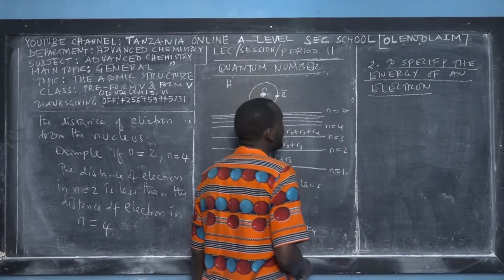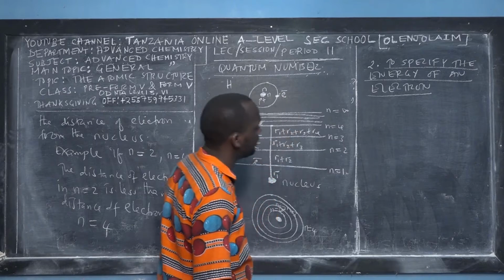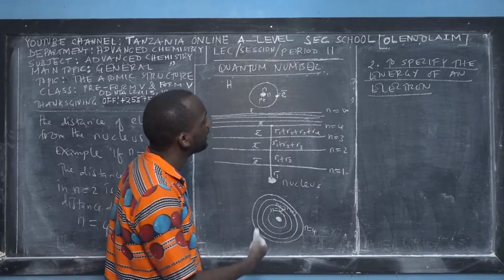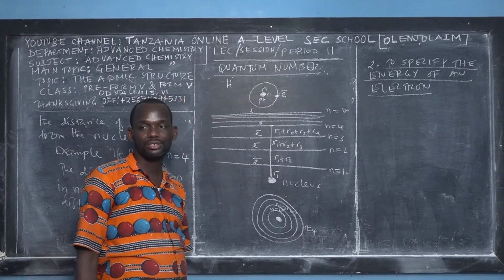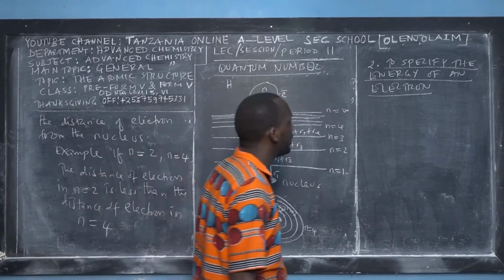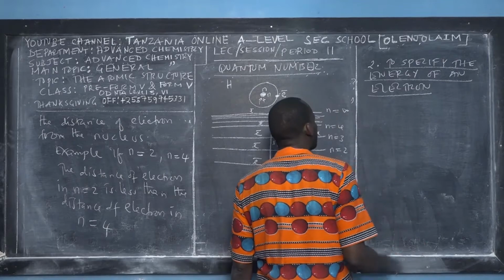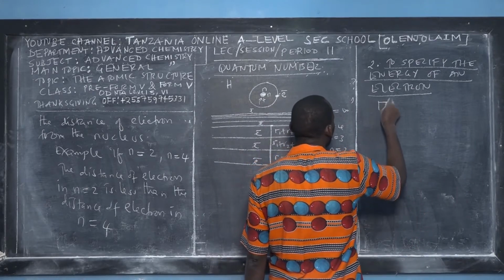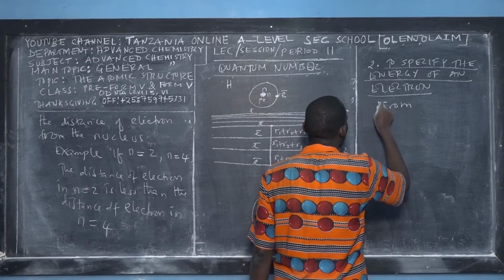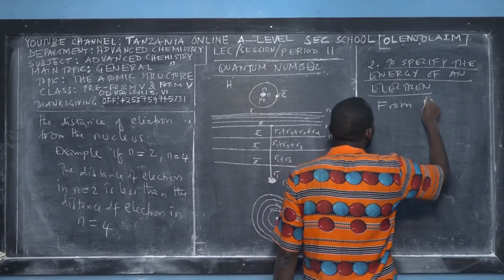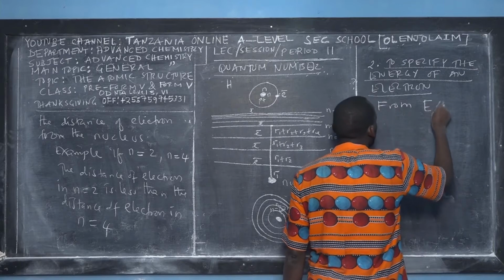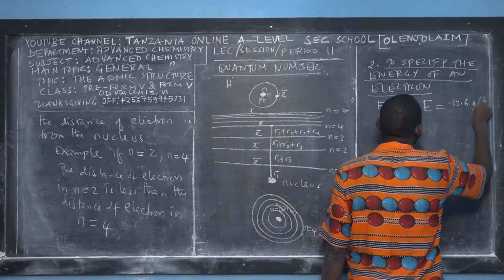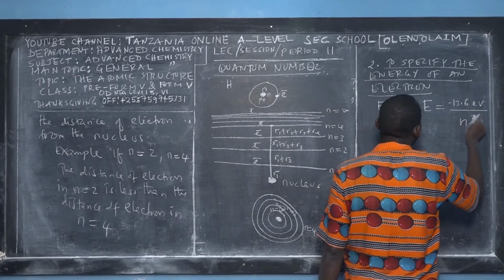So with this one, I can teach you mathematically and then return to the reasoning point because I've taught you. The second application is to specify the energy of an electron. The energy of an electron in a particular energy level. Let me start from the formula that I told you: the energy of an electron is equal to negative 13.6 electron volt over n squared.